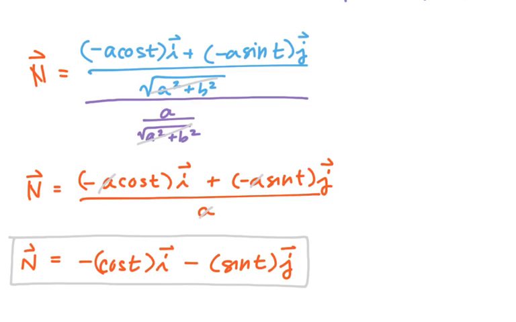A couple of things to note, since this is only in two space with i and j, that N is always parallel to that xy plane. It's a circle in a sense, or on the edge of that circle, radius whatever a is, pointing in. Since both of these values are negative, it's going to be pointing in, which makes sense because we said that the normal vector is always pointing in towards the curve or inside the concave portion of our vector.